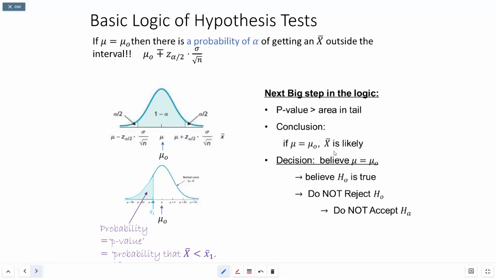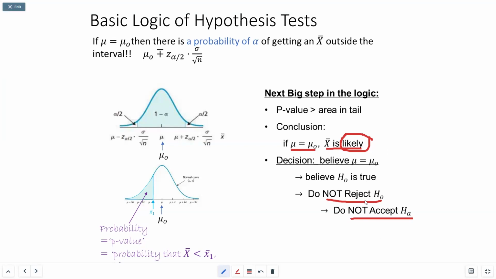Right. So in that case, if the p-value is greater than that area in the tail, then the conclusion is that if this is true, this is likely. And the word likely is because it's within our margin of error. All right. So then your decision is you're going to believe it's true. So you do not reject it. And you do not accept the alternative.